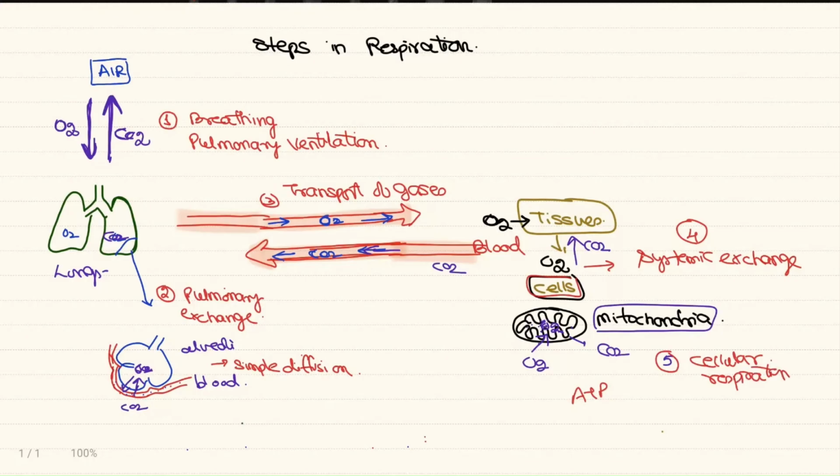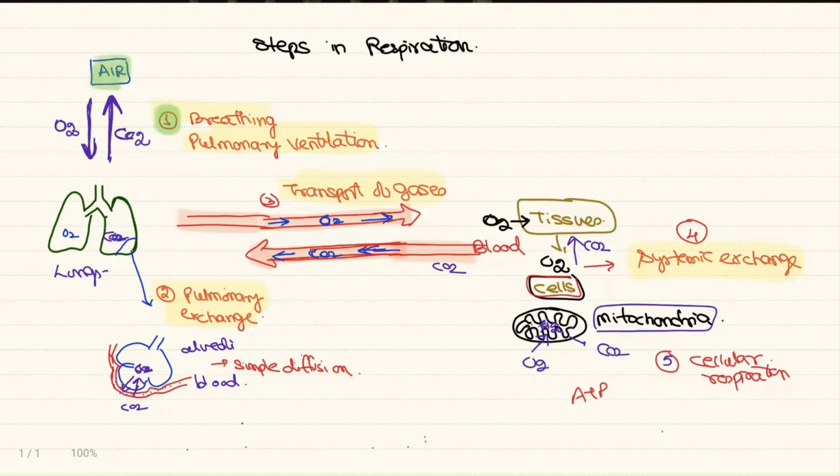Along with your topics in the botany, you will study about the cellular respiration, the main catabolic activity to release the ATP. So in this chapter, we'll discuss only about the first 4 steps. That is the breathing or the pulmonary ventilation. We'll discuss about the pulmonary exchange, about the transport of gases, and about the systemic exchange. So in the coming videos, you'll be seeing all this in detail.